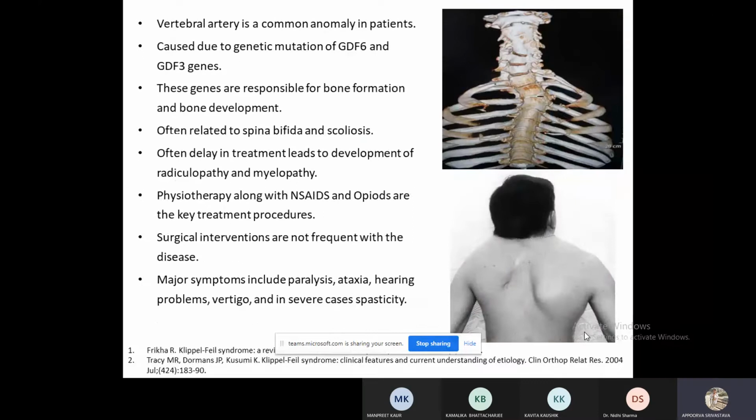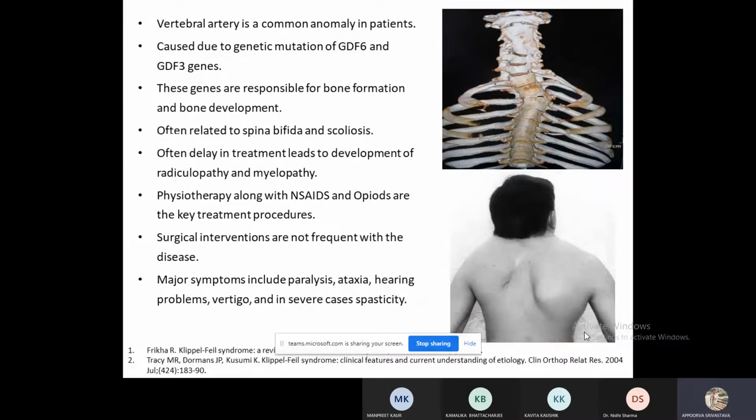Vertebral artery compression is a common anomaly in patients, caused by genetic mutation of the GDF6 and GDF3 genes, which are present on chromosome 22. These genes are responsible for bone formation and bone development, and are often related to spina bifida and scoliosis. Delay in treatment often leads to development of radiculopathy and myelopathy.